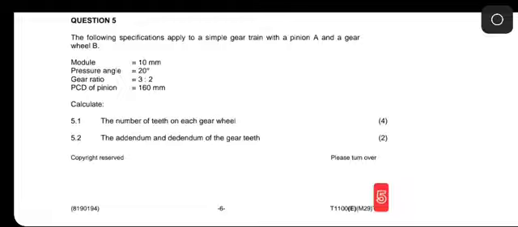So I've given question 5. It reads as follows: the following specification applies to a simple gear train with a pinion A and a gear wheel B. We've been given module 10, pressure angle 20, gear ratio 3:2, PCD of the pinion 160. Calculate 5.1, the number of teeth on each gear wheel; 5.2, the addendum and the dedendum of the gear.